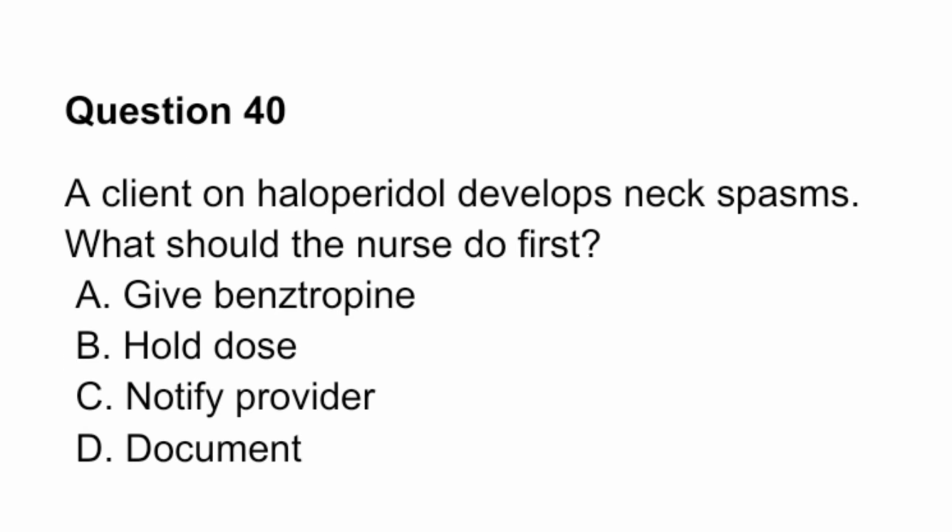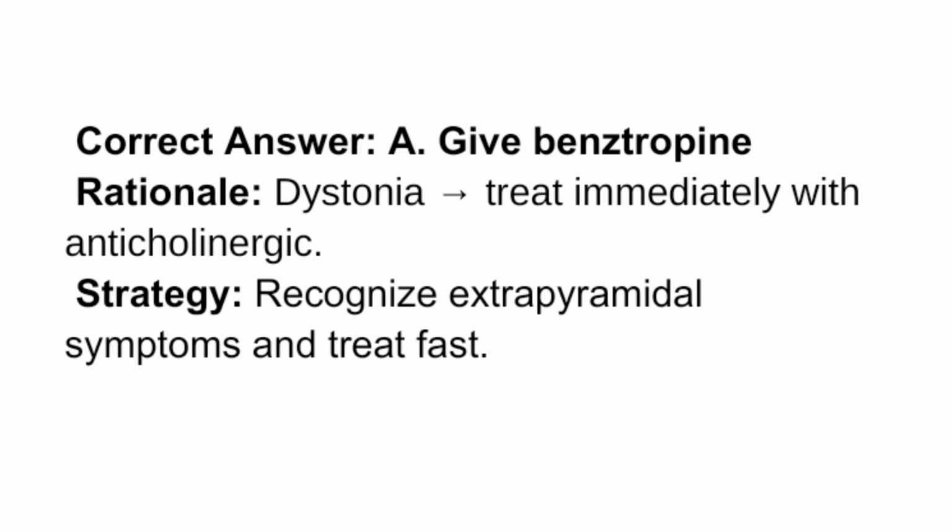Question 40. A client on haloperidol develops neck spasms. What should the nurse do first? A. Give benztropine. B. Hold dose. C. Notify provider. D. Document. Correct answer, A. Give benztropine. Rationale, dystonia, treat immediately with anticholinergic. Strategy, recognize extrapyramidal symptoms and treat fast.